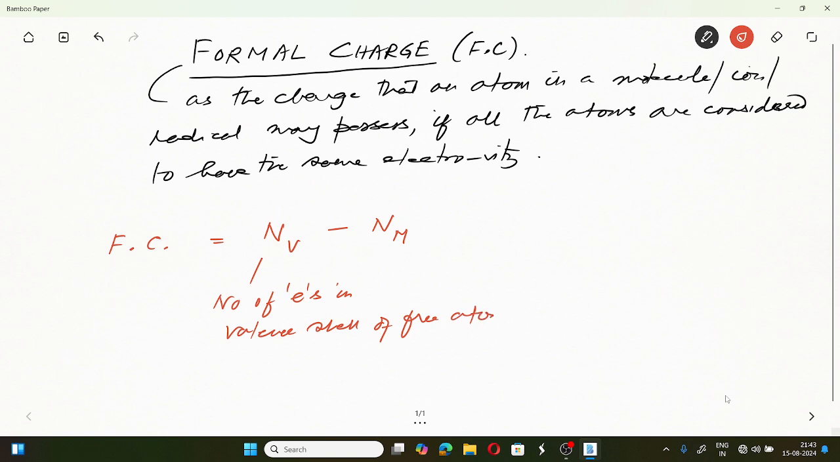যেমন ধরো ফসফরাস যদি হয়, ফ্রি অ্যাটমে কত হবে? ফ্রি অ্যাটমে 5টা থাকবে। কিংবা ধরো যদি তোমাকে কার্বন বলে, ঠিক আছে, কার্বন ফ্রি অ্যাটম হলে it will be 4.